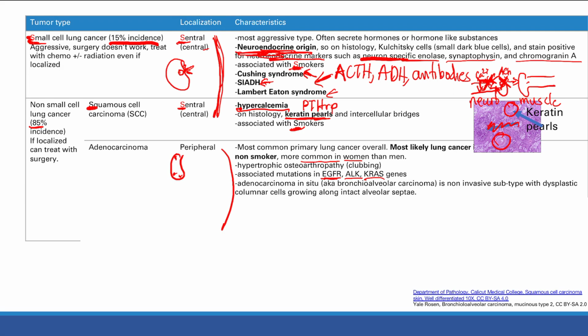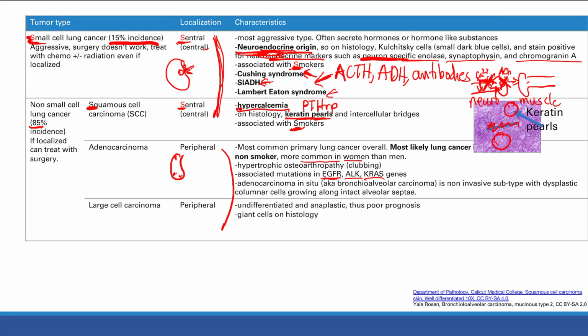Okay, so next is the large cell carcinomas. Again, the bottom two tumors in my chart are peripheral. So large cell carcinomas are peripheral. These are undifferentiated and anaplastic, so that means they're going to have poor prognosis. Remember, the less differentiated you are, the poorer the prognosis. The other thing you're going to see is giant cells in histology. You know from the name already tells you that: large cells, giant cells in histology.